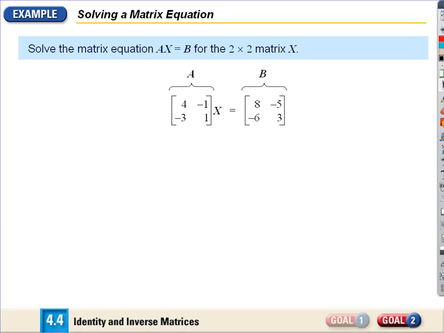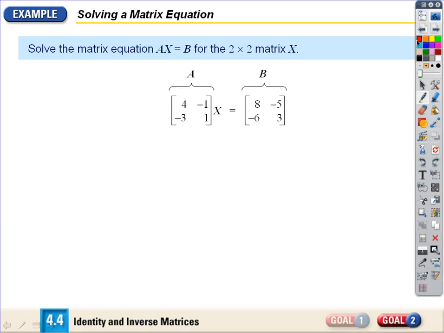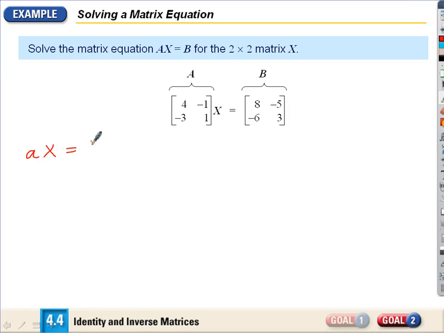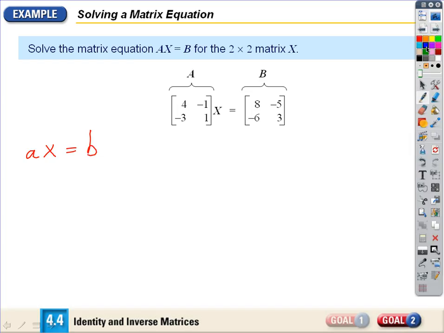Now, what would we normally do with that if these were numbers instead of matrices? What if this was just something like AX equals B, numbers instead of matrices? How would we isolate X there? It's pretty simple. We'd divide by A, right? You're exactly correct, that's what we would do. Divide both sides by A. Isn't that equivalent to multiplying by 1 over A?